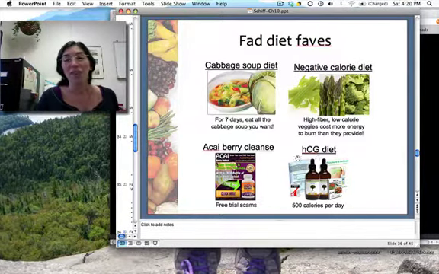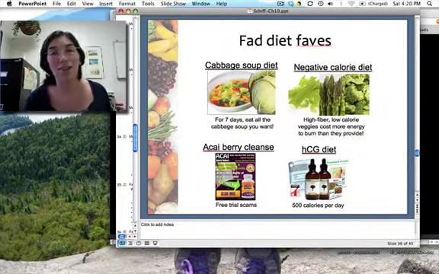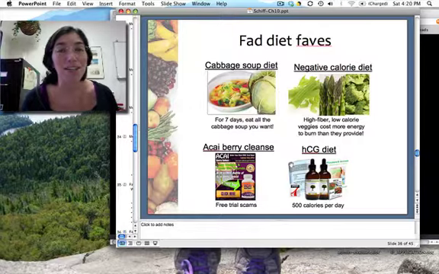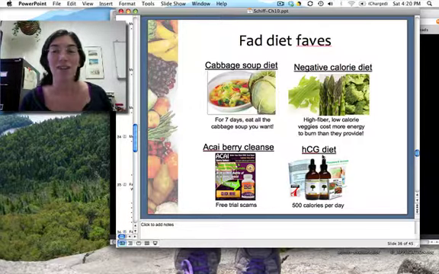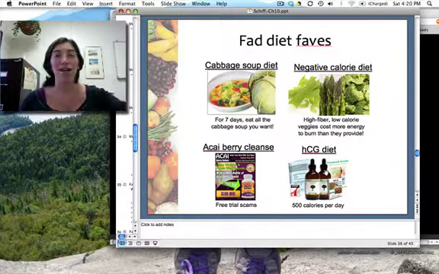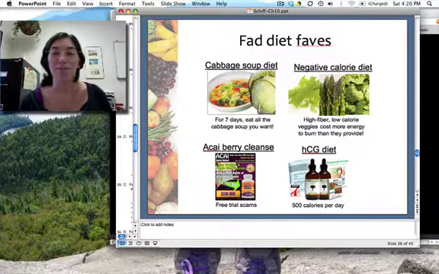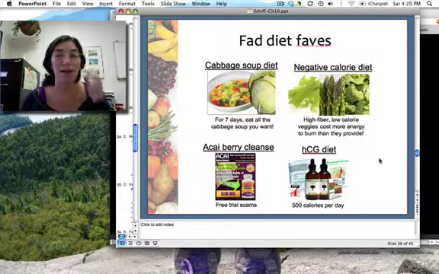But HCG stands for human chorionic gonadotropin. This is the pregnancy hormone that you're looking for when you do the pee-stick test or a pregnancy blood test. This is the hormone that's generated by a developing fetus, and it's thought to help increase metabolism or increase fat burning in certain regions of the body.